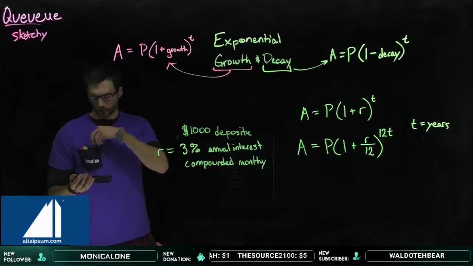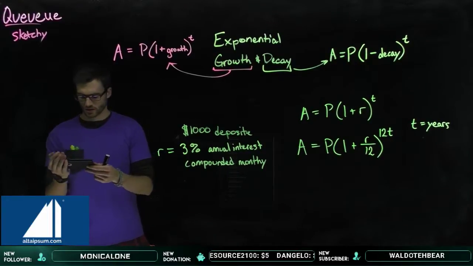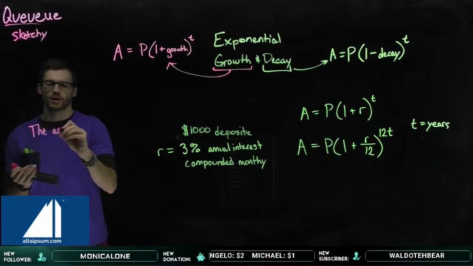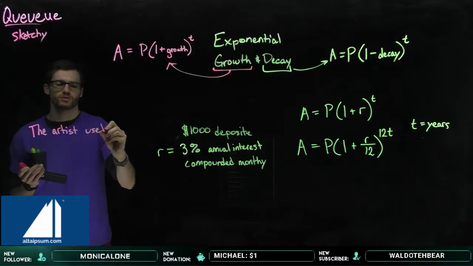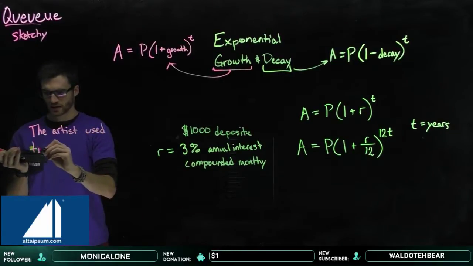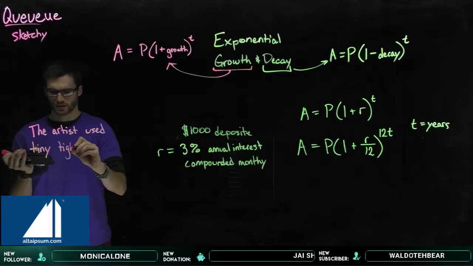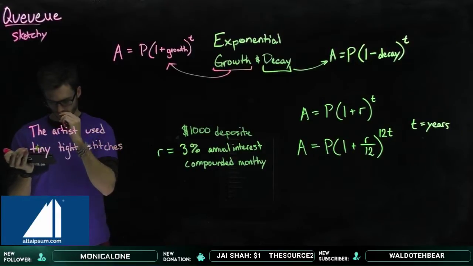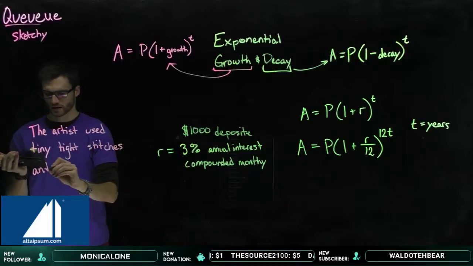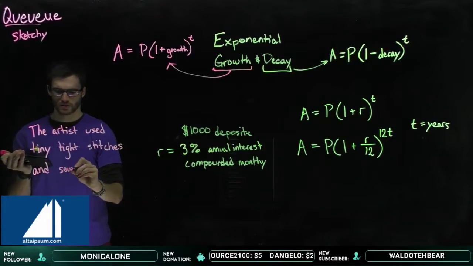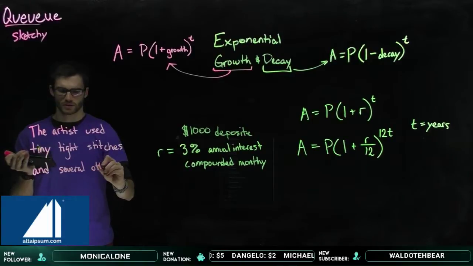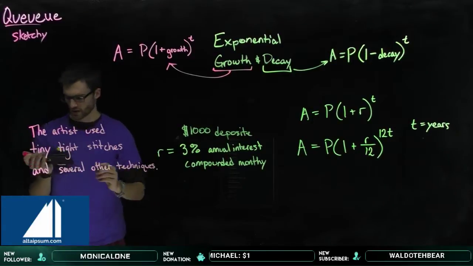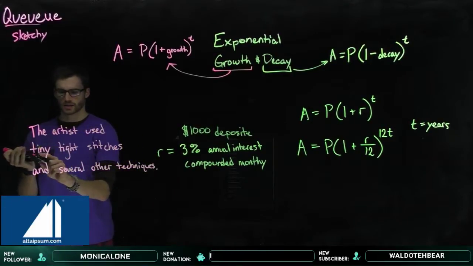Okay. Yeah, I can do this without erasing that stuff, I guess. So we have, let's just make it a full sentence. The artist used tiny, tight stitches and several other techniques. Made that other stuff up, doesn't really matter. Okay, and we are checking on tiny, tight stitches.